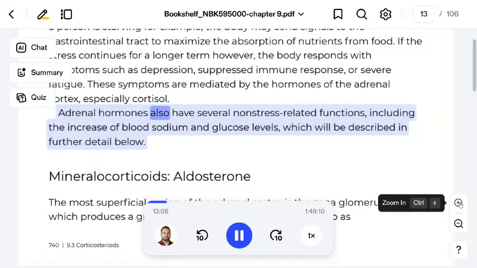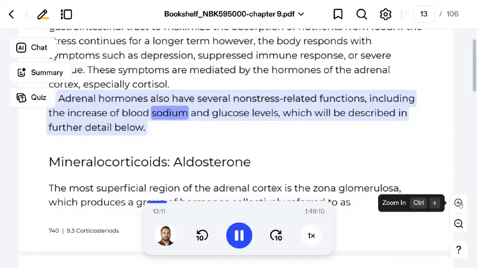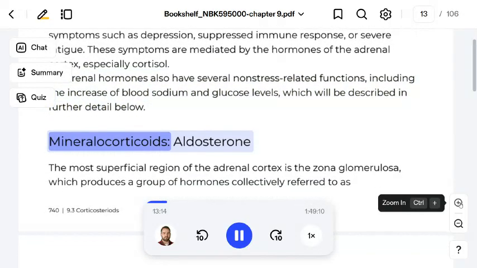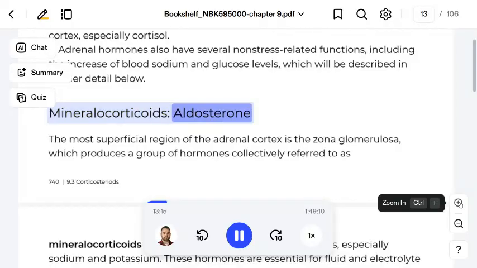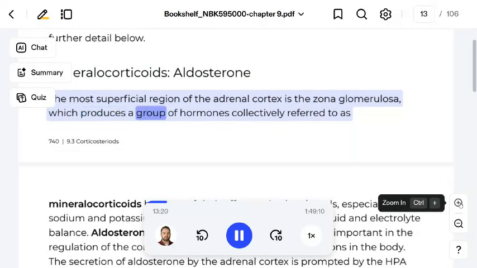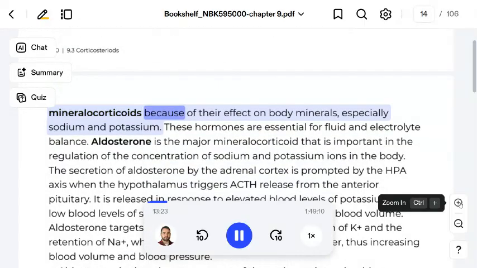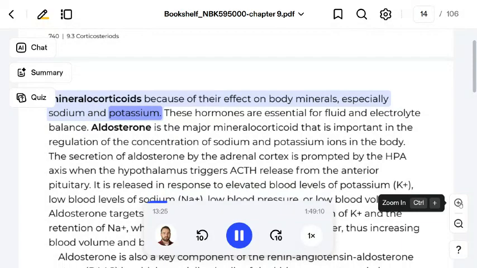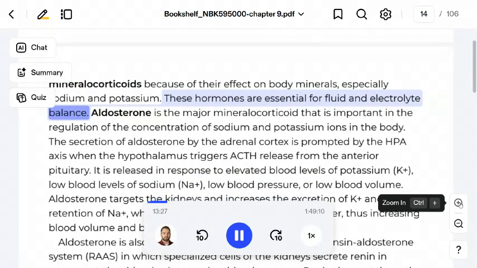Adrenal hormones also have several non-stress related functions, including the increase of blood sodium and glucose levels, which will be described in further detail below. Mineralocorticoids: aldosterone. The most superficial region of the adrenal cortex is the zona glomerulosa, which produces a group of hormones collectively referred to as mineralocorticoids because of their effect on body minerals, especially sodium and potassium. These hormones are essential for fluid and electrolyte balance.